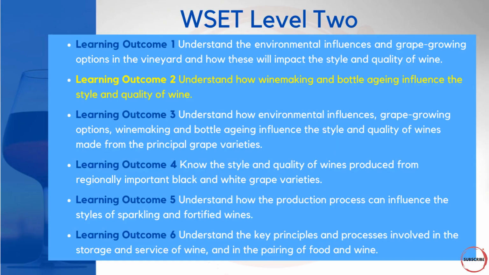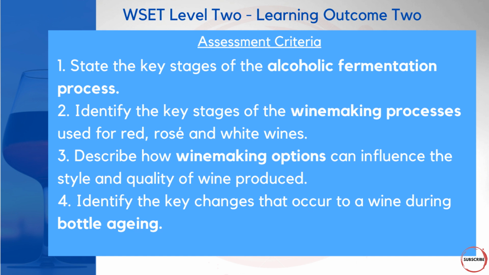Part 2 in this series is all about learning outcome 2, and that is helping you to understand how winemaking and bottle aging influence the style and quality of wine. Of all the learning outcomes for WSET Level 2, this one actually has the fewest assessment criteria to it, with just 4 individual assessment criteria.